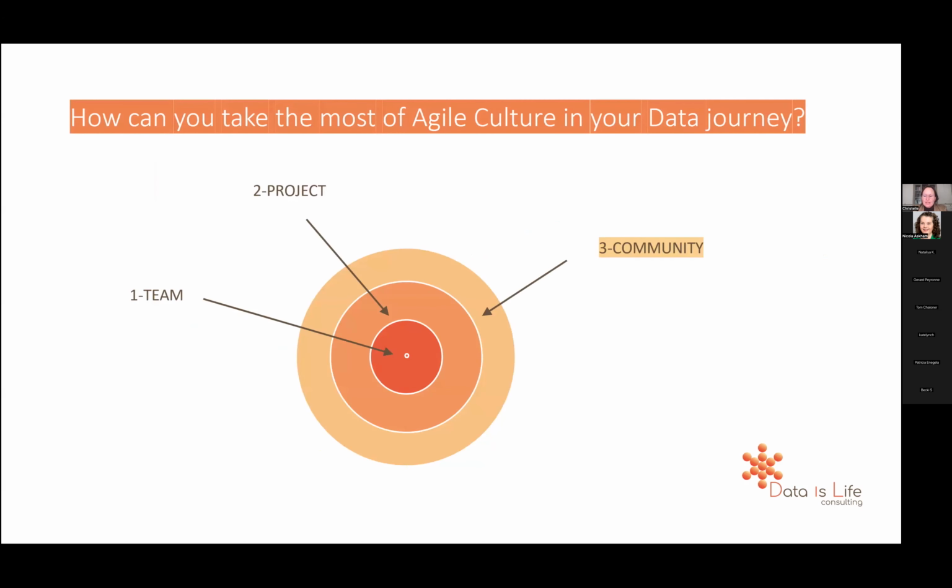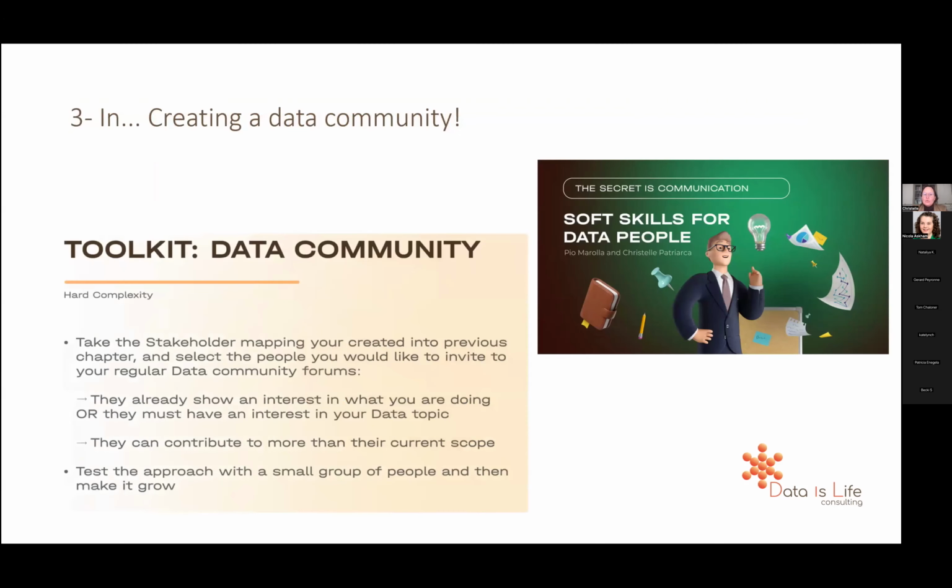A third element that you can implement, looking like Agile culture, is the communities. The communities are here to help you create trust and make sure you have this stakeholder alignment as much as you can. I added a slide here, and you'll get it. If you want, you can just write to me. I'll send it, or Nicola does, I don't know how it works exactly. I just gave you a little extract of a course that I created on soft skills for data people with someone you might know, Pio Marora.